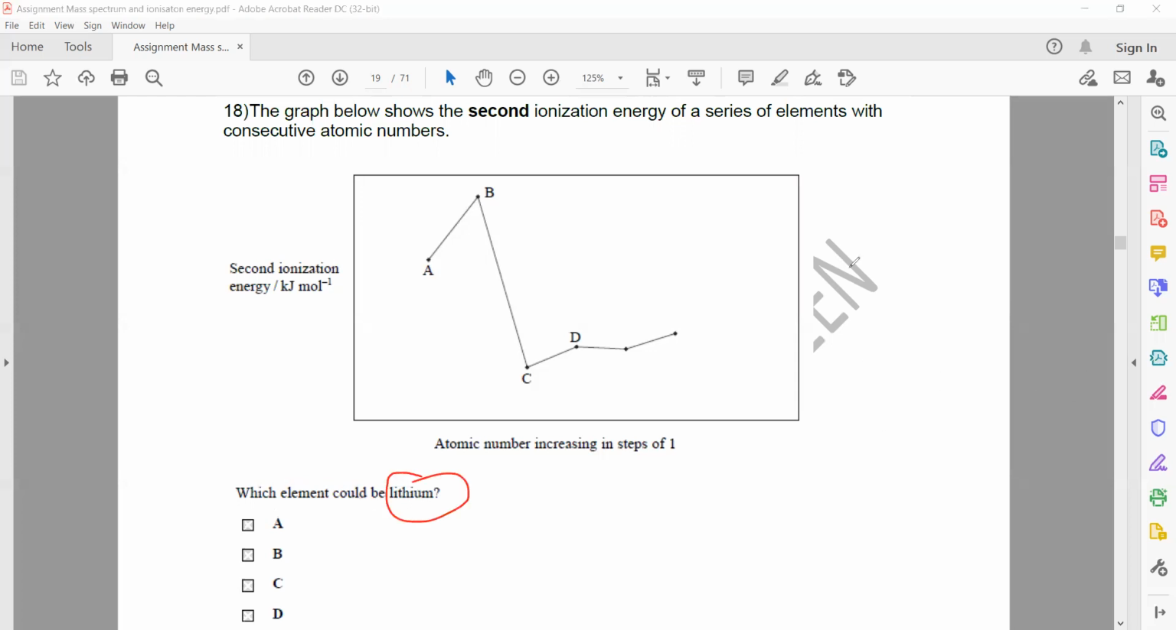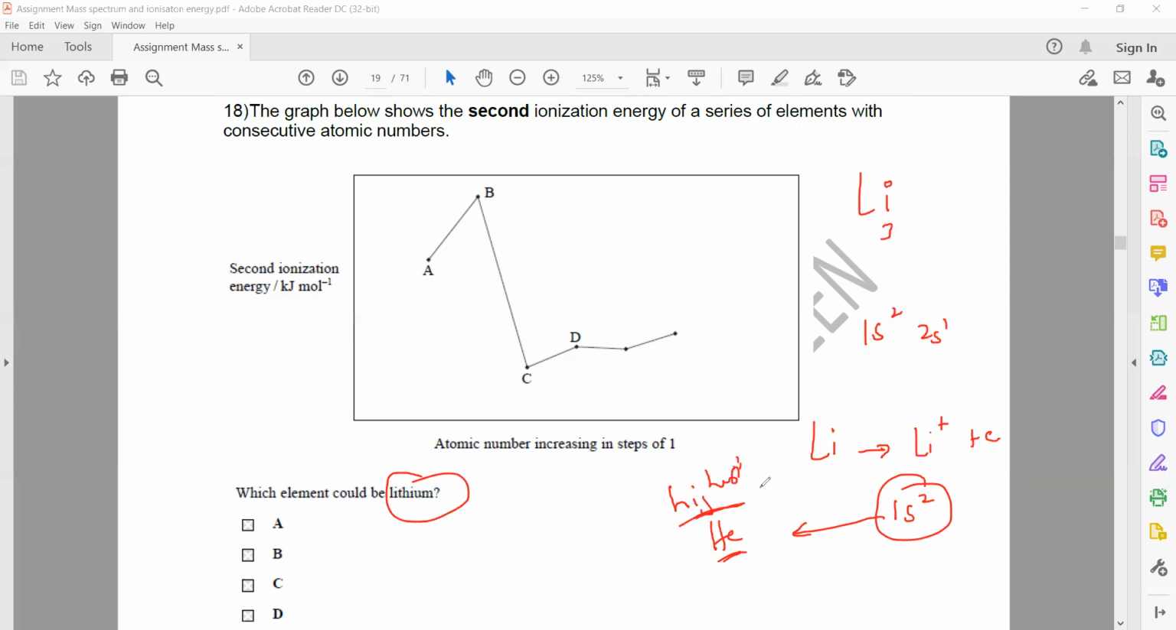So how do you identify? Look, when we write the electronic configuration for lithium, which is 3, it will be 1s2, 2s1. When one electron is removed from lithium, the first ionization, what will be the electronic configuration? It will be 1s2. And 1s2 is the same as helium. And helium has the highest ionization energy because the shell is closer and it has a greater charge compared to that of hydrogen.